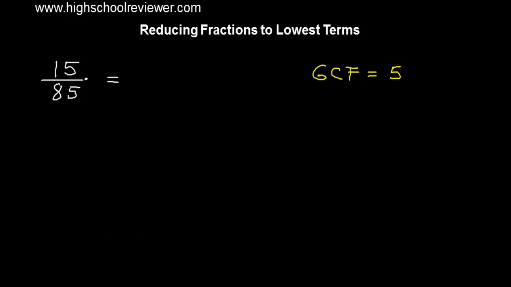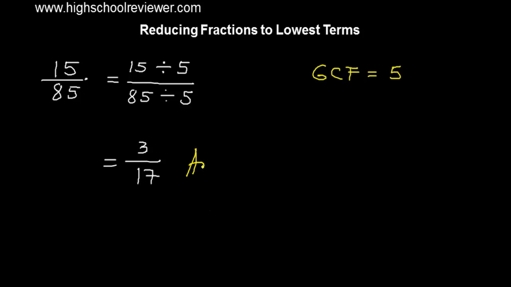So once we know the GCF, we will divide the numerator and the denominator by the GCF. This will be 15, divided by the GCF, which is positive 5, and positive 85 divided by the GCF, which is 5. 15 divided by 5 is positive 3, and 85 divided by 5 is positive 17. So therefore, 3 over 17 is now our final answer.